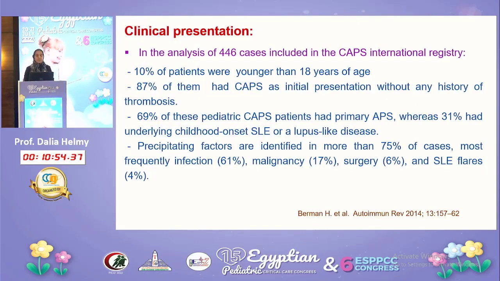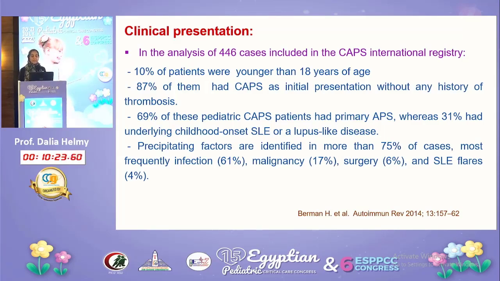The CAPS registry was formed in 2000 to collect data about the presentation, investigation, and management of this very rare disorder. We found that 10% of patients were younger than 18 years of age. The youngest was 1 month old. 87% had an initial presentation of CAPS without any history of thrombosis or underlying disease. However, infection was very much evident as a precipitating factor.